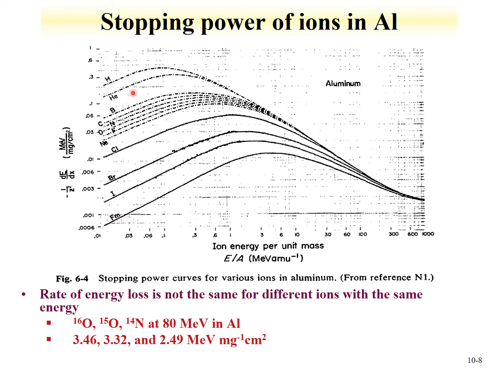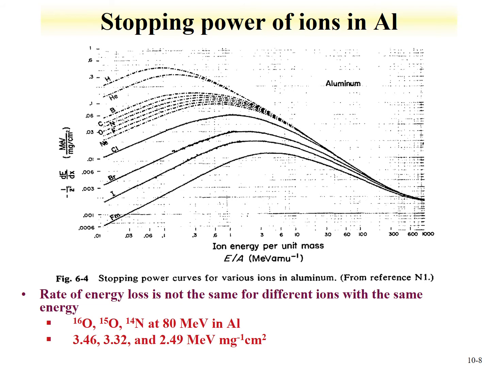So fundamentally, the periodic table. This is your range or your stopping power information. And this is the ion energy per unit mass, so it's energy divided by AMU. You can look up this data for particles through all sorts of material, not only pure elements, but mixtures. And what we see here is the rate of energy loss is not the same for different ions with the same energy.